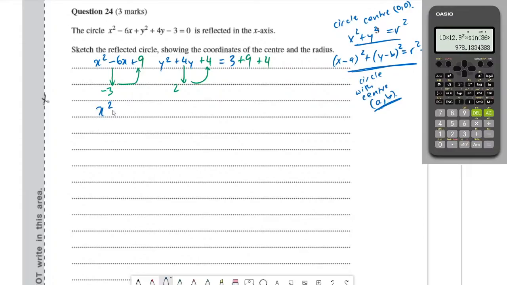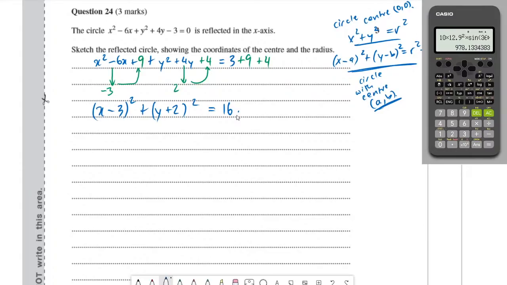So x squared minus 6x plus 9, we can now factorize that. The reason why I put the minus 3 down here is because it just becomes x minus 3 all squared, plus y plus 2, positive 2, squared. And that's going to be equal to 9, 10, 11, 12, 13, 14, 15, 16, which is a nice number for our radius.